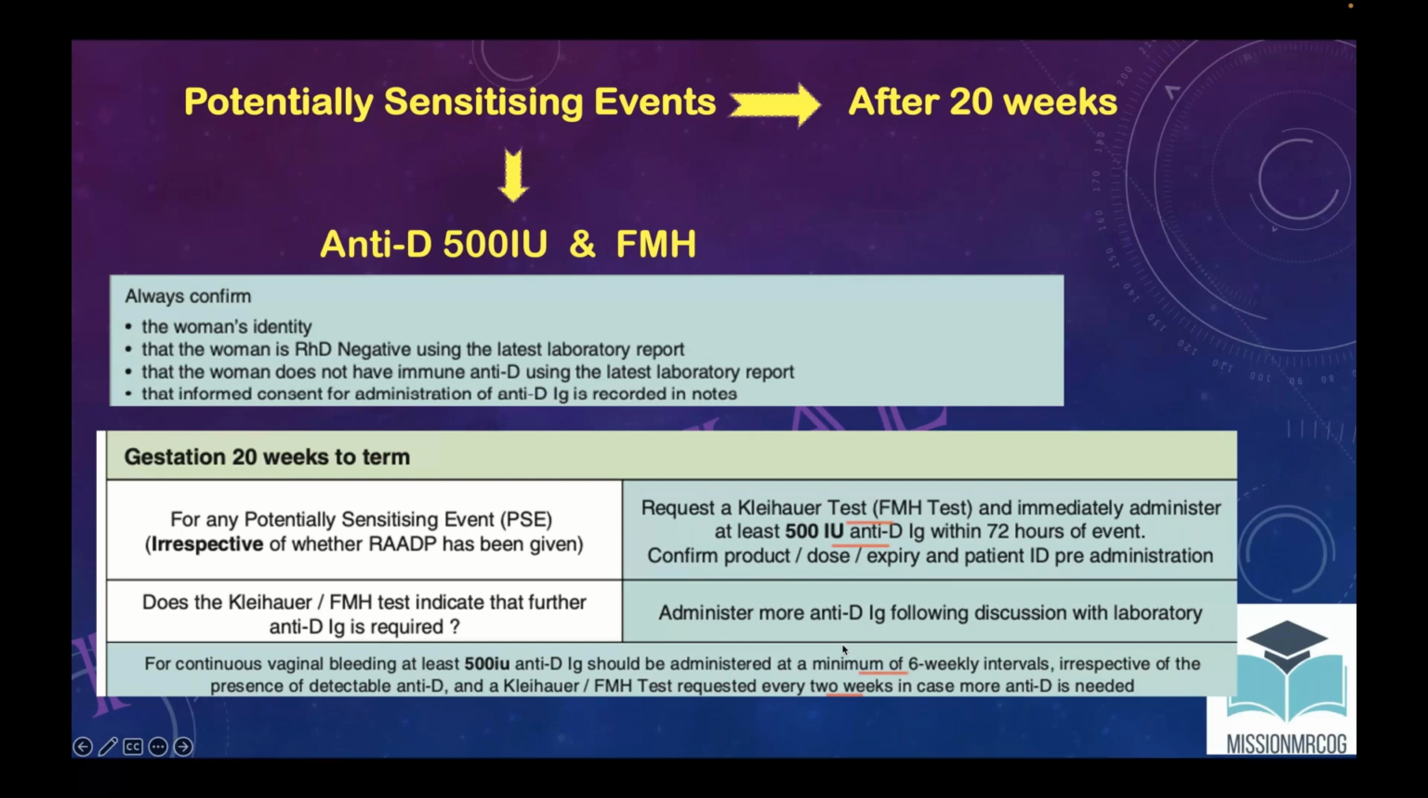And if the patient is bleeding continuously, like off and on, then 6 weekly we are giving NTD and 2 weekly we are doing FMH test. Why are we doing the FMH test? Because we have to know whether we require to give her more NTD. So this is after 20 weeks of pregnancy. Now dose calculation, you will get a question from there.